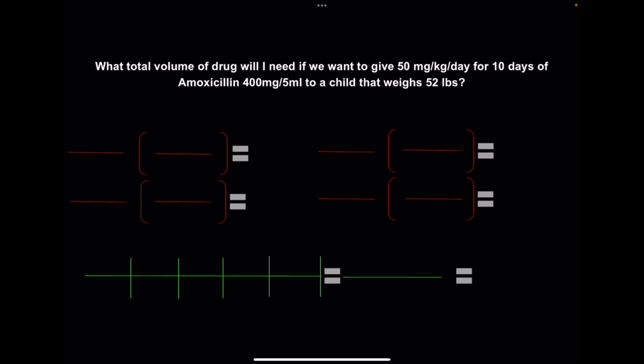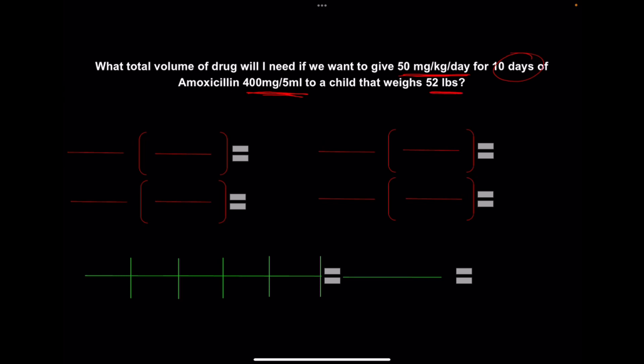What total volume of drug will I need if I want to give 50 milligrams per kilogram per day for 10 days of amoxicillin 400 milligrams per 5 mL to a child that weighs 52 pounds? Holy smokes, there's a lot of different numbers here. So we got a few conversion factors. As you can see, we have 50 milligrams per kilogram per day right there, and we've got 400 milligrams per 5 mLs. We have some days and a weight.